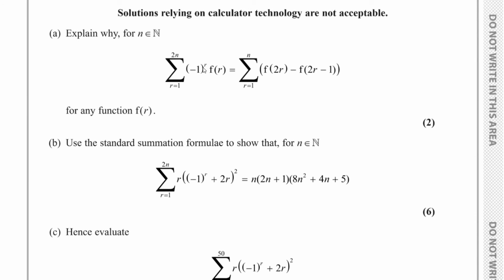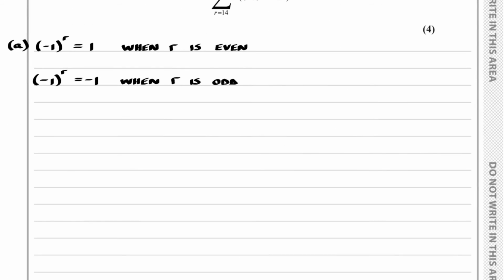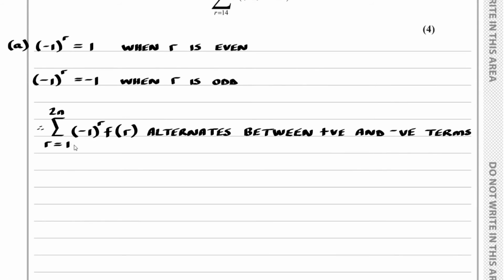So we've got odd numbers and even numbers being used here from r equals 1 to r equals 2n, and we would have the terms being positive and negative being multiplied by f of r. It doesn't matter what f of r is, but we've got positive terms and negative terms being multiplied by f of r. And if that's the case, then this sum alternates between positive and negative terms.